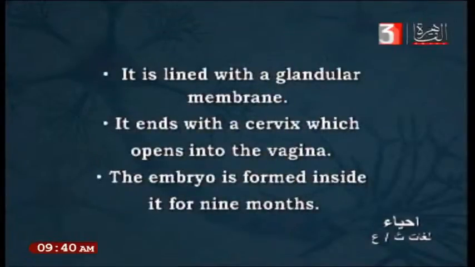Also, the uterus is lined with a glandular membrane. This glandular membrane enables the uterus to secrete mucus to help protect the baby. Also, it ends with a cervix which opens into the vagina. The embryo is formed inside this uterus for 9 months. After that, the baby can go out through the vagina.